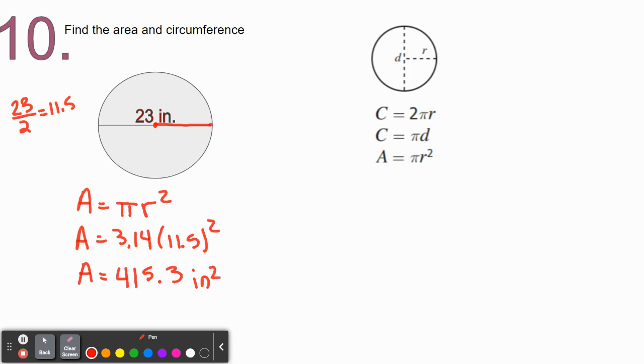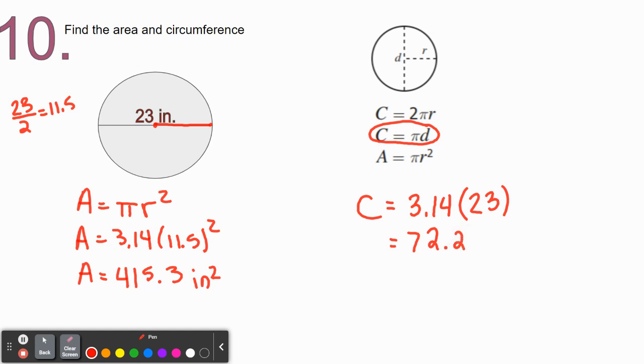Okay, now let's try our circumference. So circumference equals, and this time they actually gave us the diameter in the problem. The diameter is 23. So we can actually use this formula this time. So the circumference equals pi, which is 3.14, times the diameter, which is 23. So we can figure out what that is. 3.14 times 23 is about 72.2. And that's area and circumference.